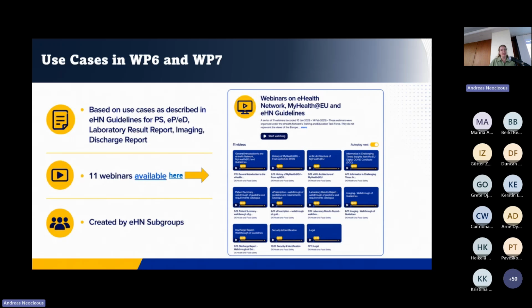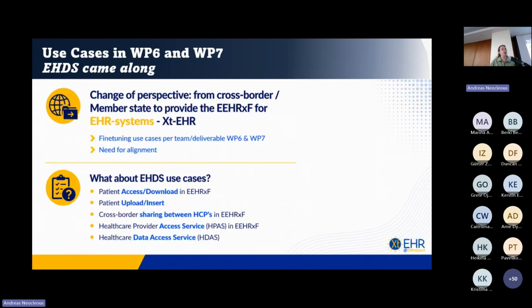So when working in Xt-EHR, we had this as a basis, and every team, like 6.1, 6.2 for patient summary, e-prescription, medical images, test results, discharge report, every team was focusing on its own area. But after a while, we thought, okay, we are describing use cases based on the eHealth network guidelines, but we have the EHDS in place.